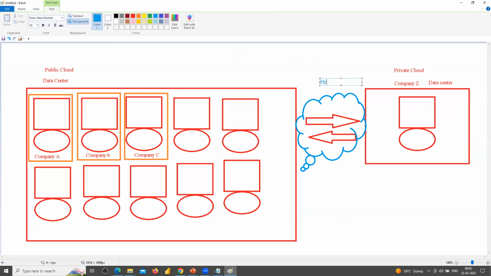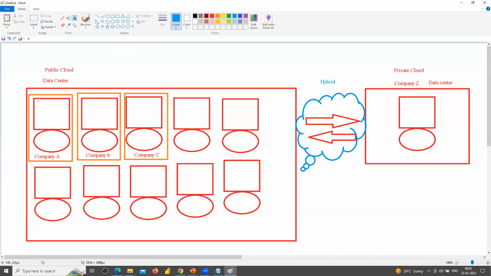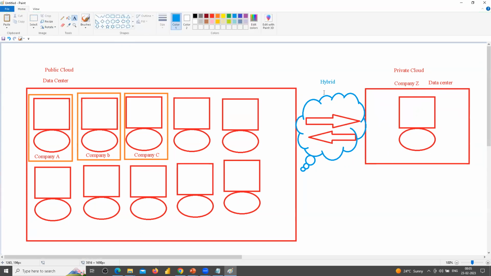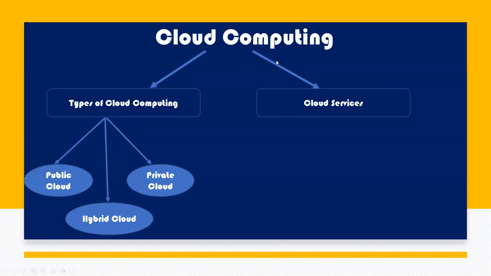It depends upon your business, your management will take the decision. So this is the public cloud. Anyone can create an account and start to use it. This is the private cloud, only for that particular organization. Some companies will use this feature as well as this feature, and that type of cloud is called hybrid cloud. So there are 3 types of cloud computing: one is public cloud, another is private cloud, and the third is hybrid cloud.